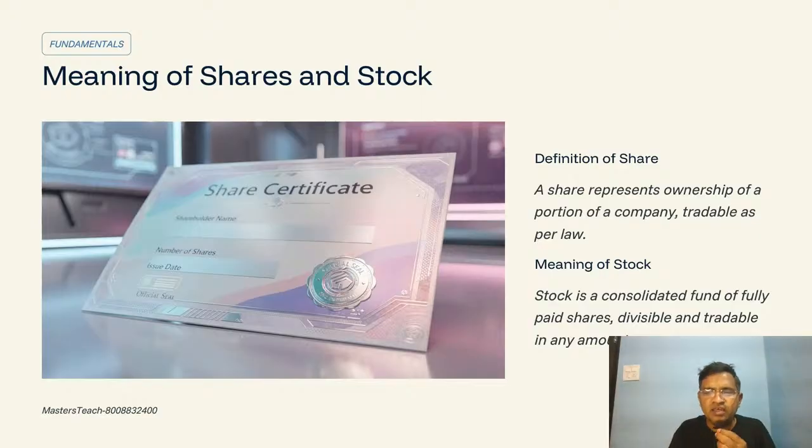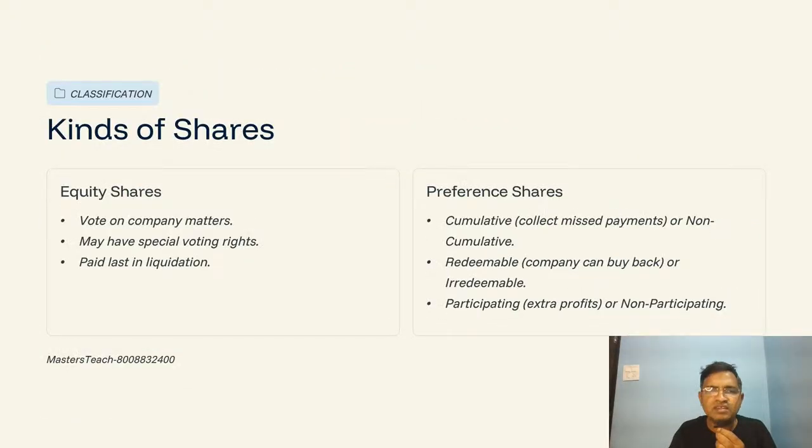Okay, let us see what is next here. Kinds of shares. So basically, there are two types of shares: equity shares and preference shares. Equity shares means they are the owners of the company. They have the right to vote in the annual general meeting. They have the special voting rights. As well as when the company closes up, after paying all the debts, the remaining amount will be given to the equity shareholders. These are called the owners of the company.